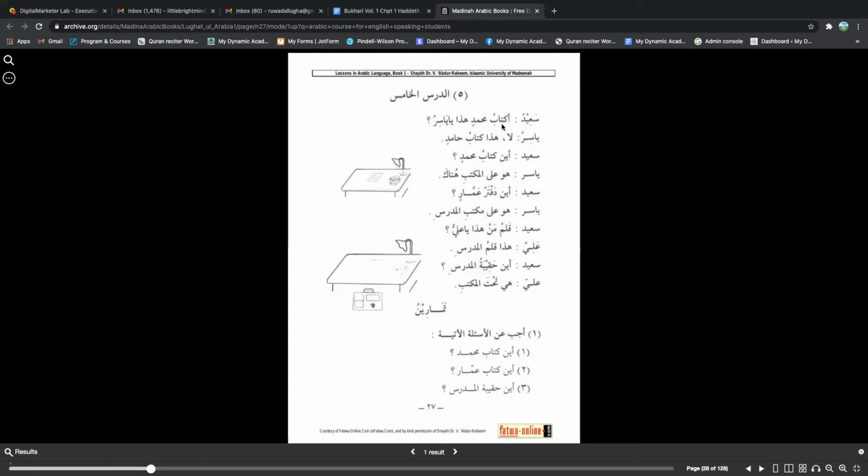So that means the book of Muhammad. Like a lot of us have kunyas, like Abu Muhammad, which means the father of Muhammad, Ummu Muhammad, right? So basically, that is the idafa construction. It indicates that it is Muhammad's book.